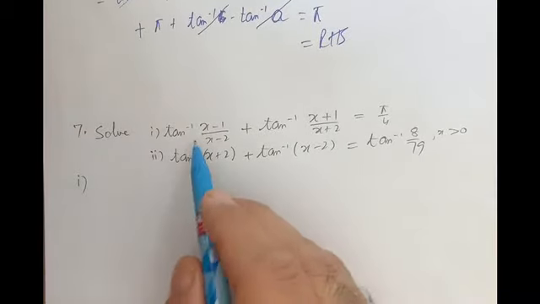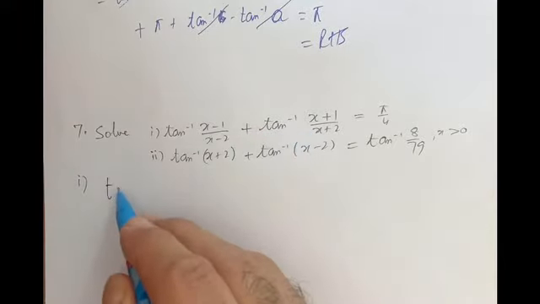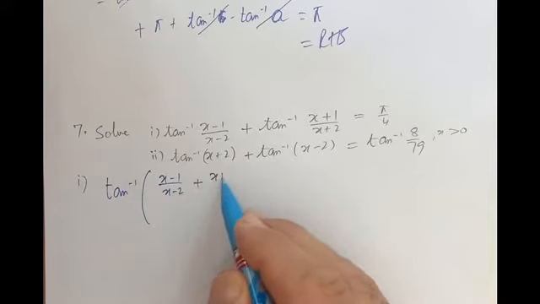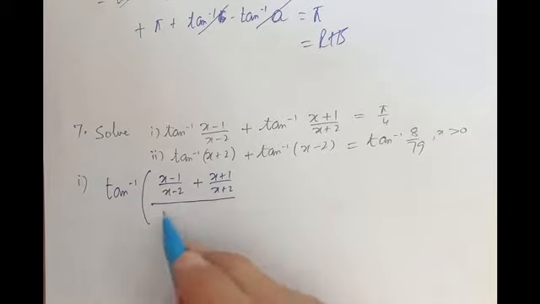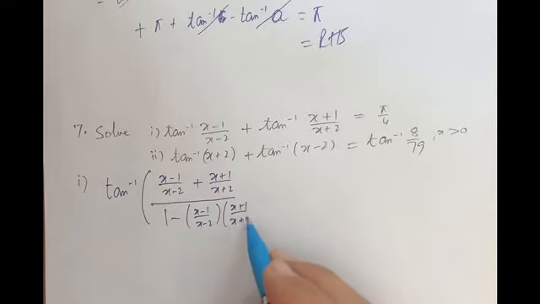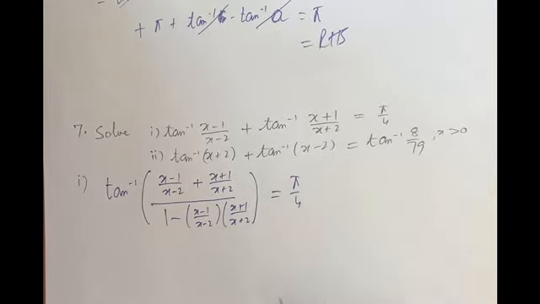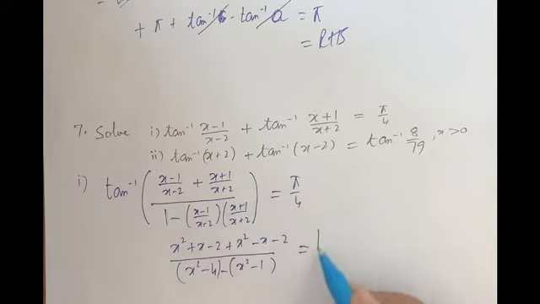First part, tan inverse of this plus tan inverse of this. We use the formula. This is tan inverse of (x minus 1 upon x minus 2 plus x plus 1 upon x plus 2) upon (1 minus x minus 1 into x minus 2, x plus 1 into x plus 2). This is equal to pi by 4. So simplifying, this sum is x square plus x minus 2, and this product is x square minus x minus 2 upon, this is x square minus 4 and minus this is x square minus 1. This is equal to tan pi by 4, which is 1.